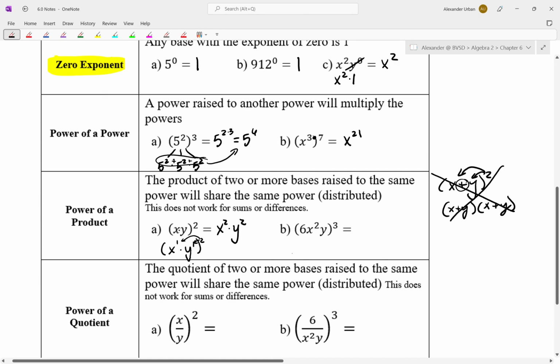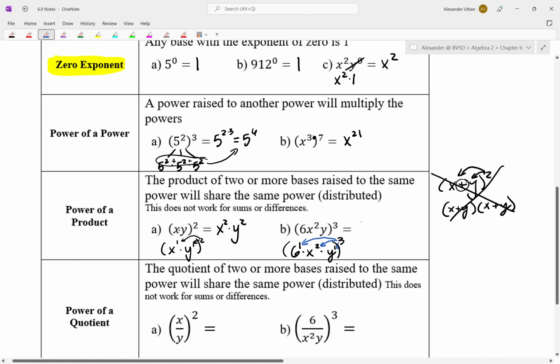I'm going to rewrite this as 6 times x squared times y, and I am going to break them up because they're all different bases. Numbers are their own bases, x's are their own bases, and y's are their own bases. This is 6 to the first and y to the first. And all three of these things are being raised to the third. So I am now going to have 6 to the first raised to the third, x squared raised to the third, and y raised to the third.